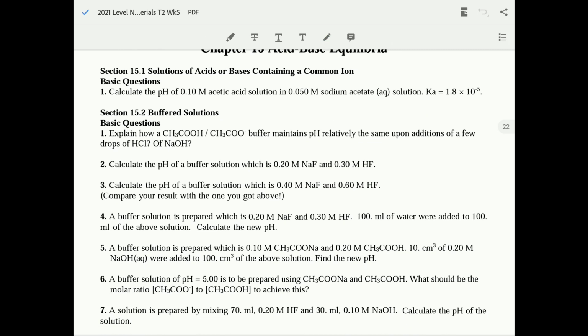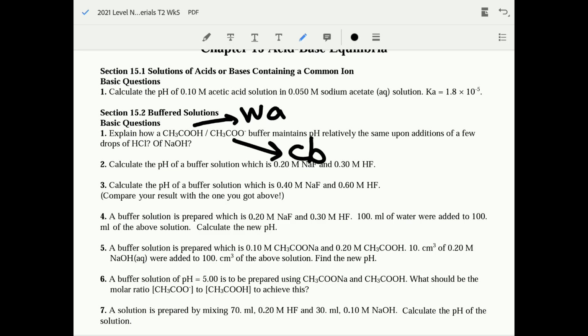Alright, let's move on to question 1 of section 15.2. Explain how a CH3COOH/CH3COO minus buffer maintains pH relatively the same upon additions of a few drops of strong acid and strong base. Okay, so how is this a buffer? We should know that it's a weak acid and its conjugate base.